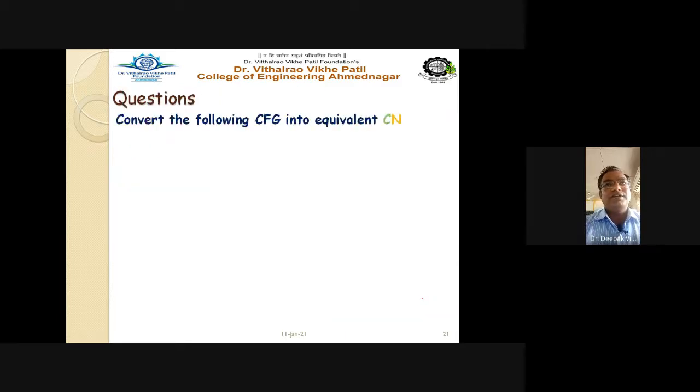Okay, so questions are there. Convert the following CFG into equivalent Chomsky normal form. First grammar is given: S gives 0, 1, X, capital XY; X gives 1, XY, and epsilon; and capital Y gives YX, 0, capital X, epsilon, right? So here, of course, it contains the epsilon symbol, which means you have to first remove the epsilon symbol. You have to simplify it. And after removing the epsilon symbol, if it contains any unit production, then you have to also remove that unit production.